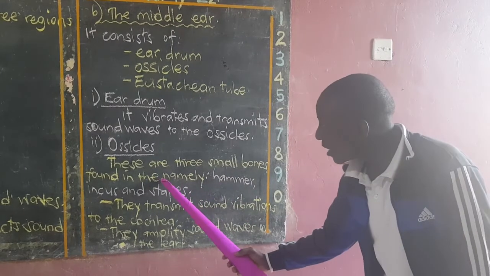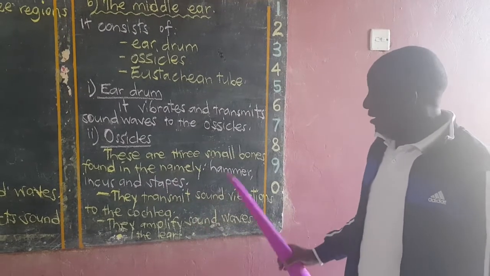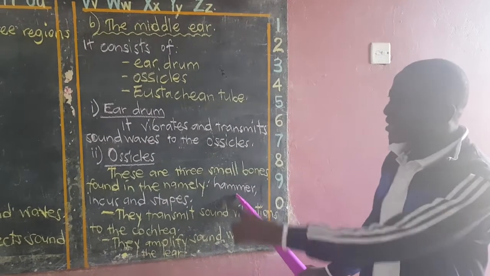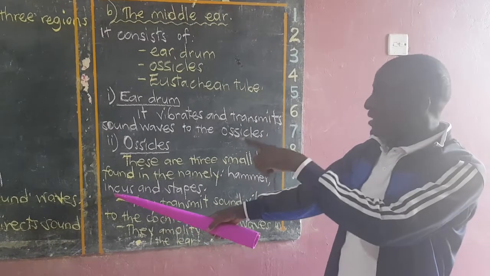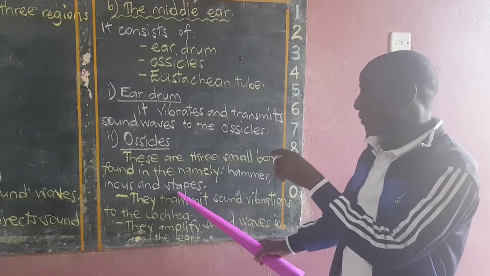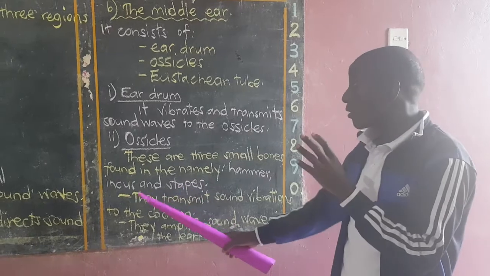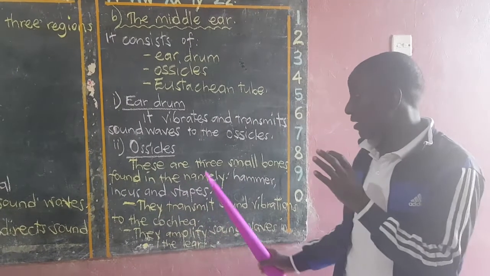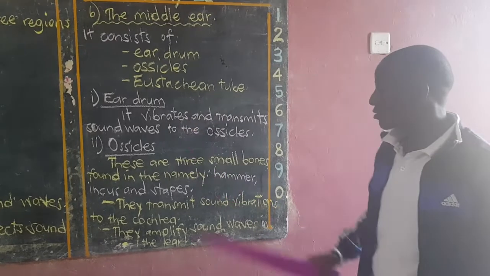Namely, the hammer. The first bone is the hammer, followed by the incus. Lastly, the last bone is called the stapes. Hammer, incus, and stapes. Those are the ossicles. What is the function of those small bones, the ossicles?